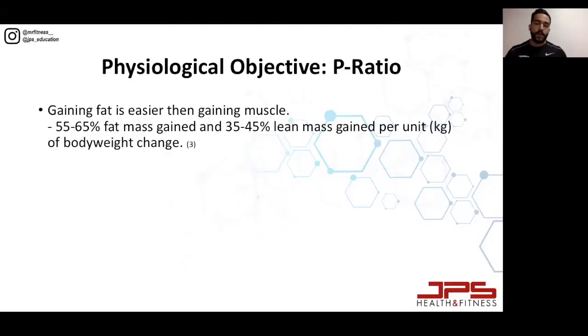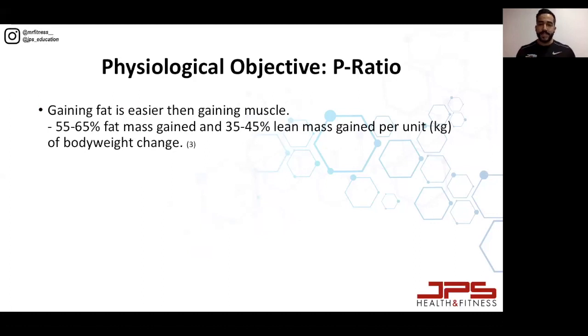Okay, so the P ratio. Now, if you haven't heard of the P ratio, what it refers to is the amount of weight change that is accounted for by the body's protein reserves. So per unit of weight change, how much muscle are you gaining along the way? Okay, that's what we're concerned about here. That's what the P ratio is referring to.